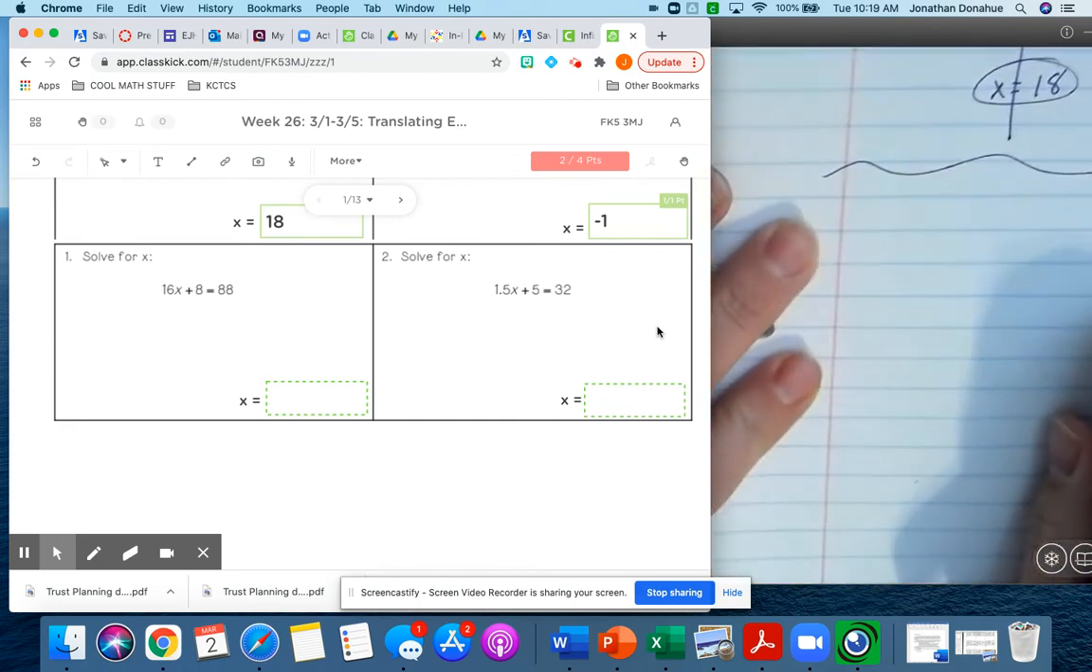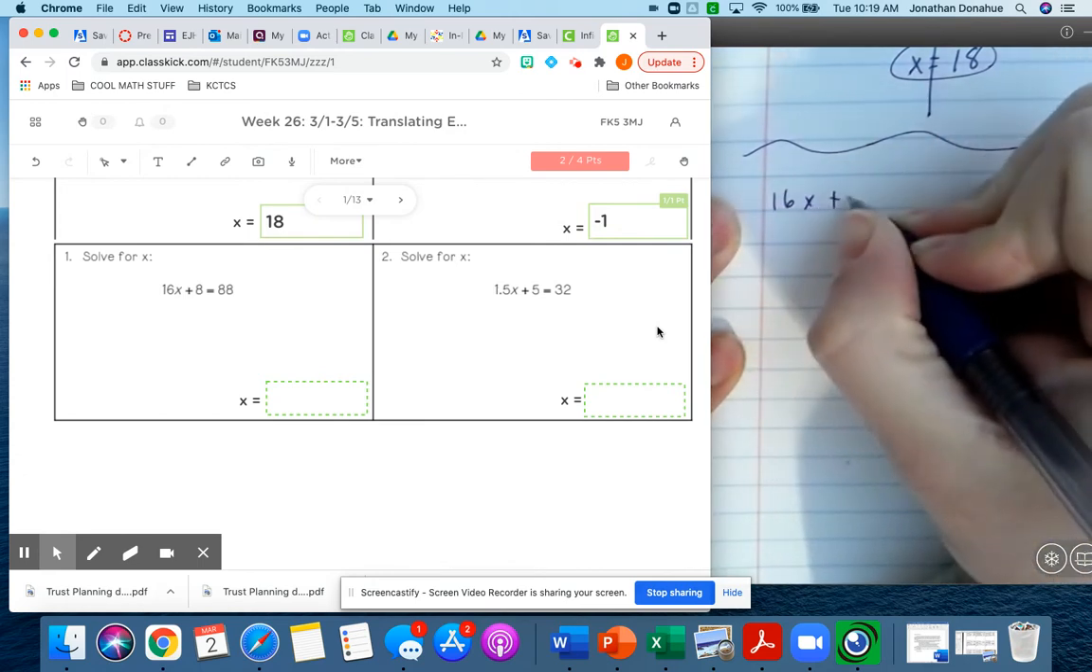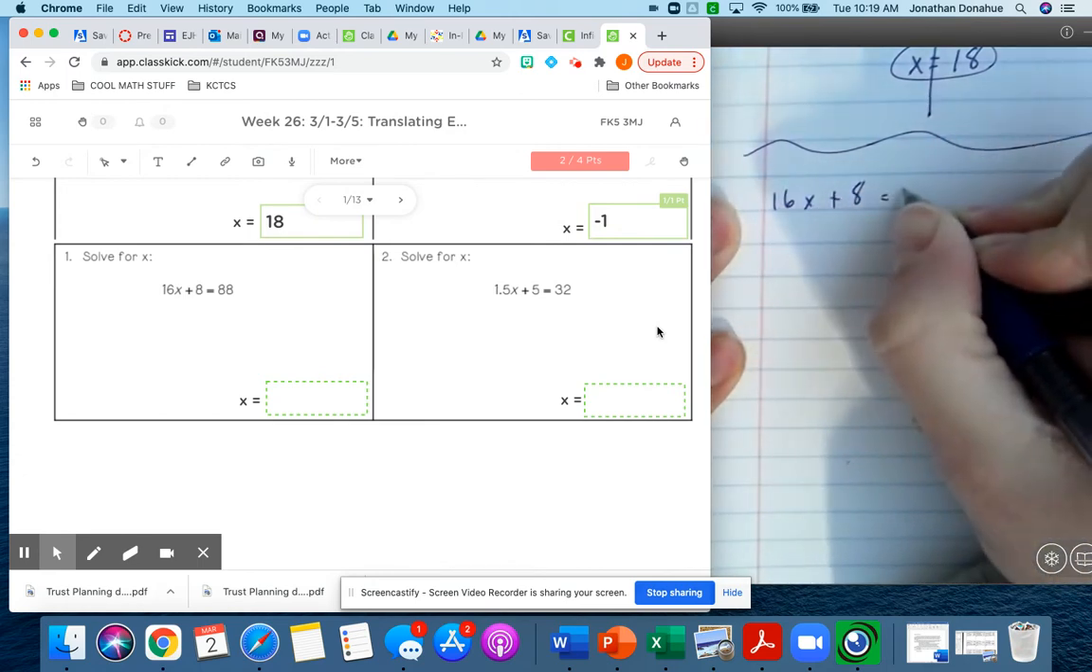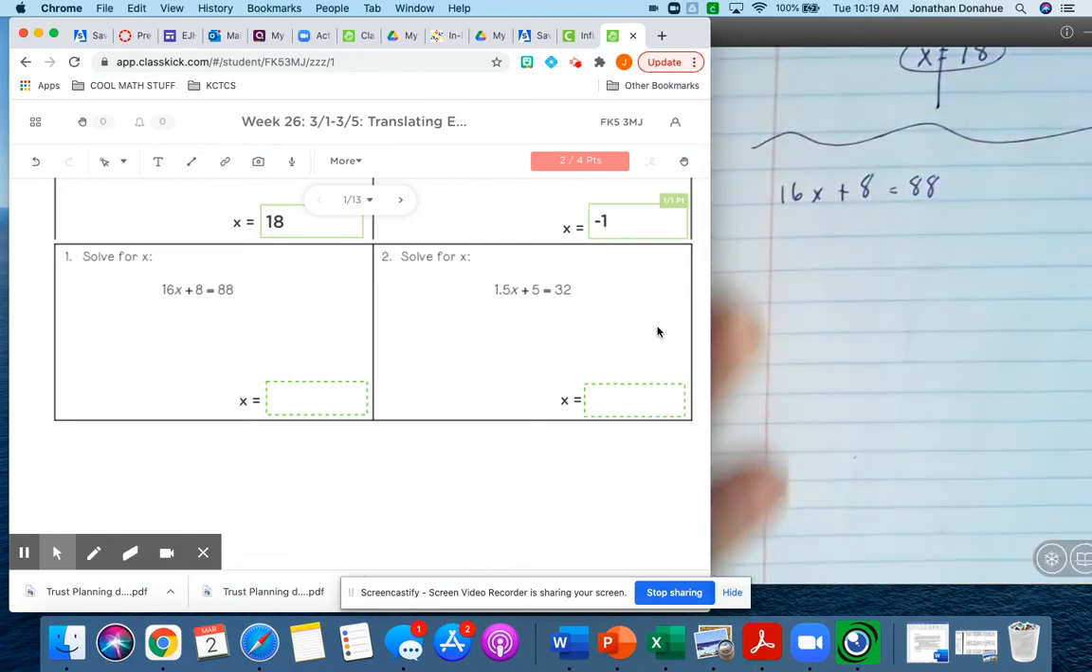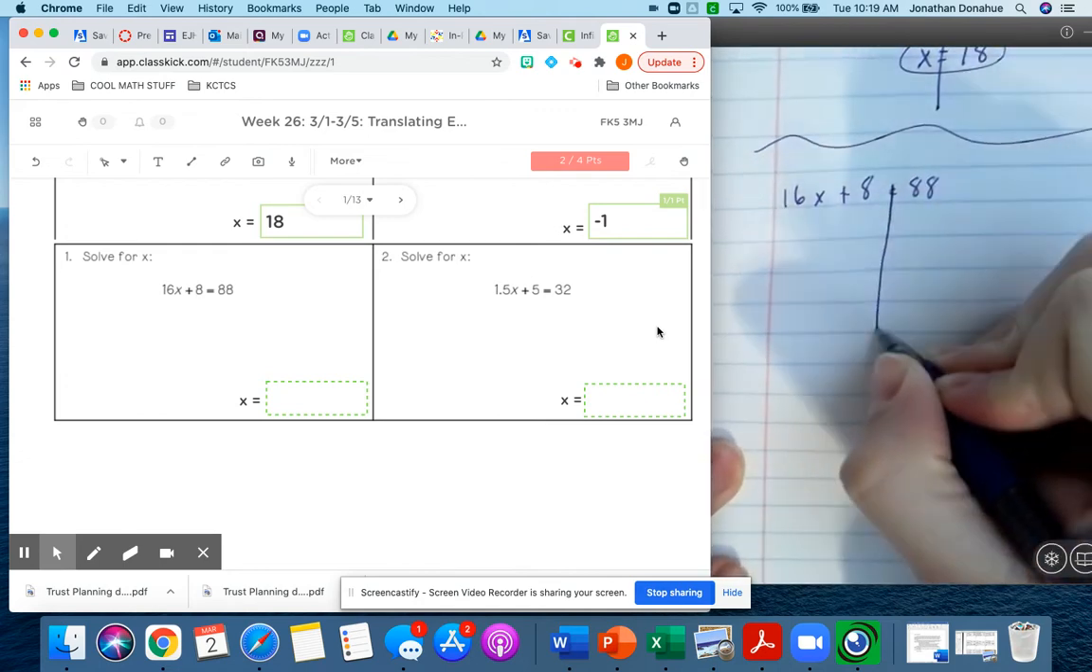Let's go ahead and get a new space. We've got 16x plus 8 equals 88. Now, I think this one's the easiest one on the page because there's no negatives really involved, and we just need to make sure that we're going through our steps or algorithm correctly. All right.